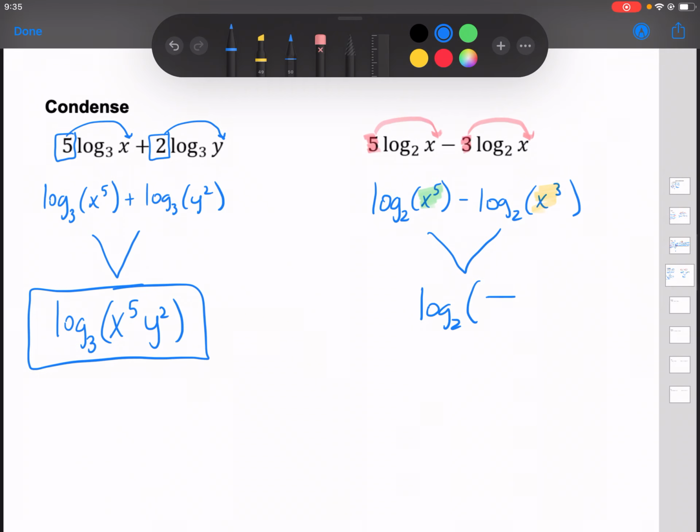So we have log base 2 of, and x to the 5th is there's a positive in front of that log, so that's on top. And the other one will go on the bottom since there's a negative in front of that log. So we got x to the 5th and x to the 3rd, like that. And x to the 5th divided by x cubed, you can simplify as x squared, so you might as well simplify that.